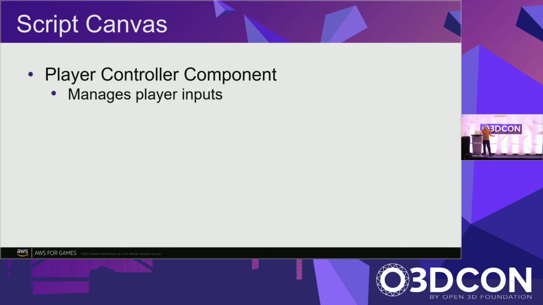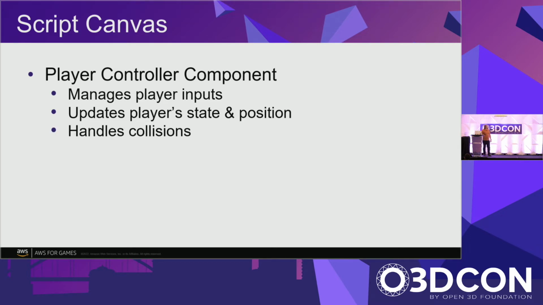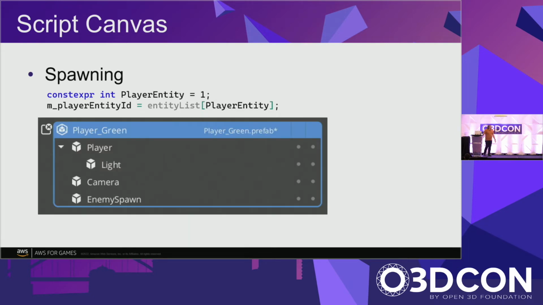So what does the player component do? It'll manage the player inputs, so it connects to that input bus so that we can handle the keyboard strokes or gamepad or touch, whichever things we define. It'll update the player state and position, so it'll control that the target moves in a circle motion. And it'll handle also the collisions with the other prefabs. One thing I wanted to call out, when we spawn the prefab, this is a construction of the prefab that we have.